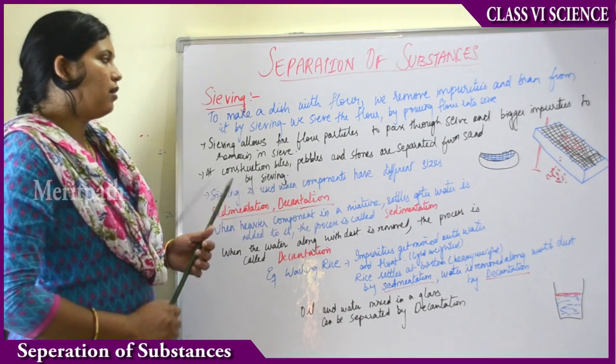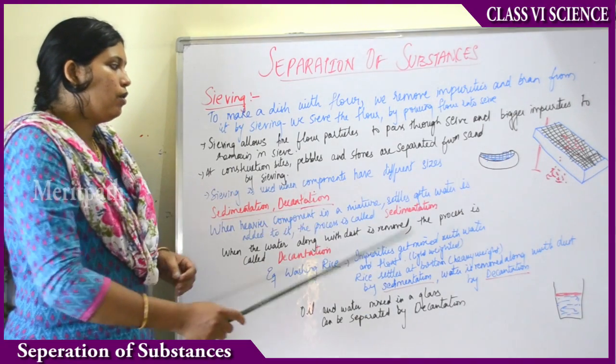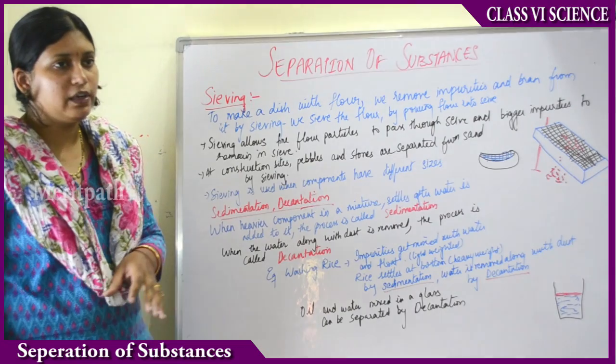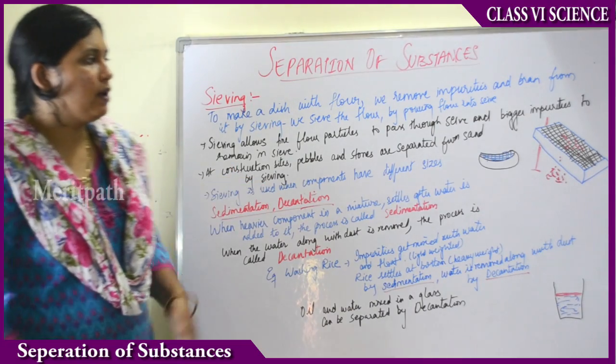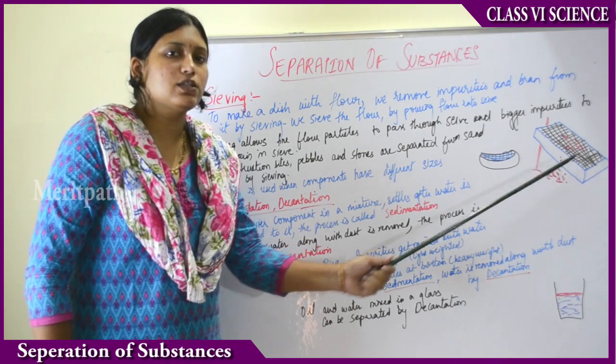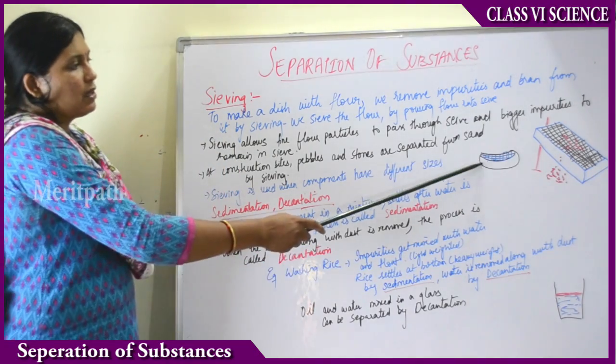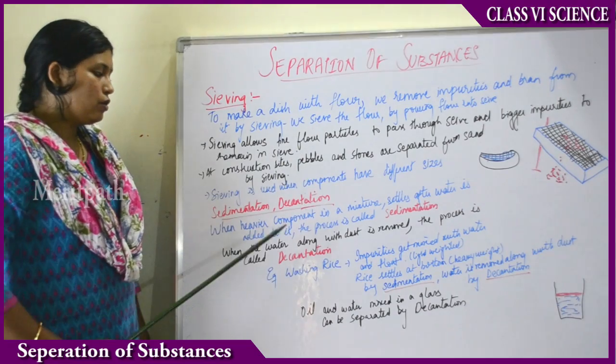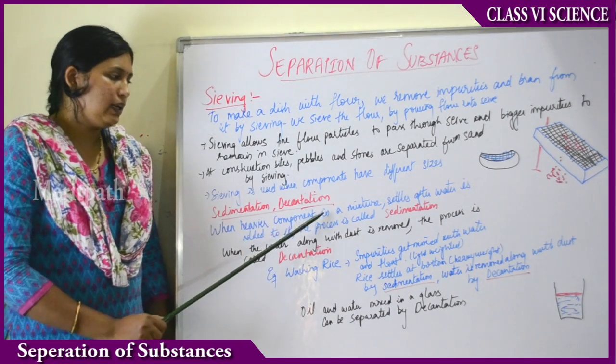So impurities are removed from the flour by sieving. Fine flour particles will be filtered and the impurities will be left behind. Same way, fine sand particles will be filtered and the stones and the rocks will be left behind. So this is one method of separation called sieving. The next method is sedimentation and decantation.